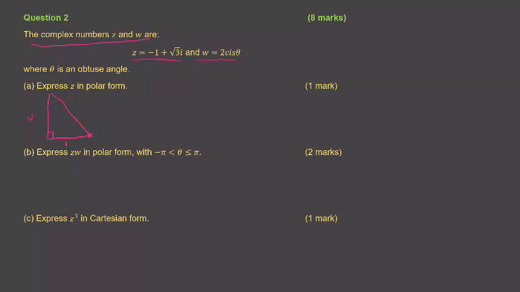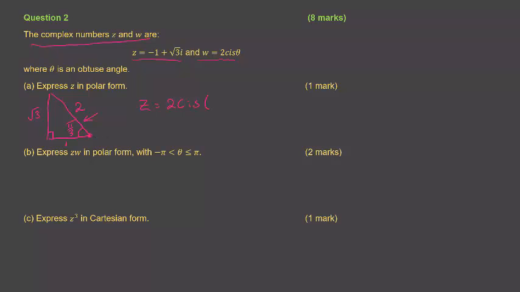So this is 1, this is root 3. That means that this angle would be pi by 3, and the length of the hypotenuse here would be root 3 squared, which is 3, plus 1 squared, which is 4, square rooted, which means that it's 2. And of course, the pi by 3 angle came from the inverse tangent of root 3 over 1, a standard angle that you should know. Therefore, z is equal to 2 cis.